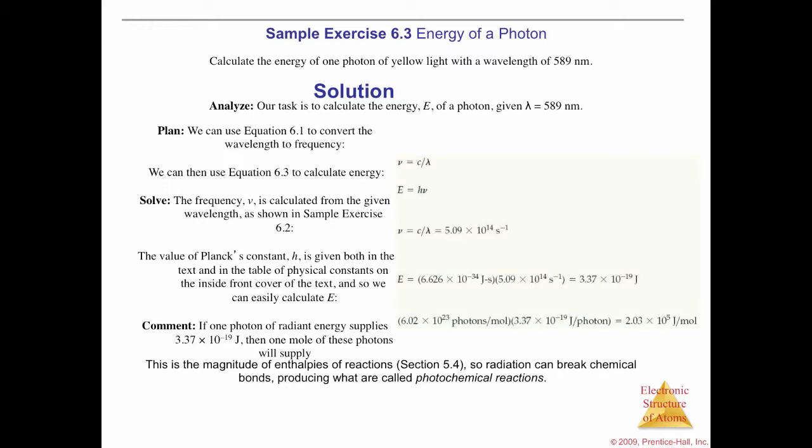If one photon of radiant energy supplies 3.37 times 10 to the negative 19th joules, then 1 mole of these photons will supply 6.02 times 10 to the 23rd photons per mole times 3.37 times 10 to the negative 19th joules per photon, which is 2.03 times 10 to the 5th joules per mole. This is the magnitude of enthalpies of reactions. So radiation can break chemical bonds, producing what are called photochemical reactions.